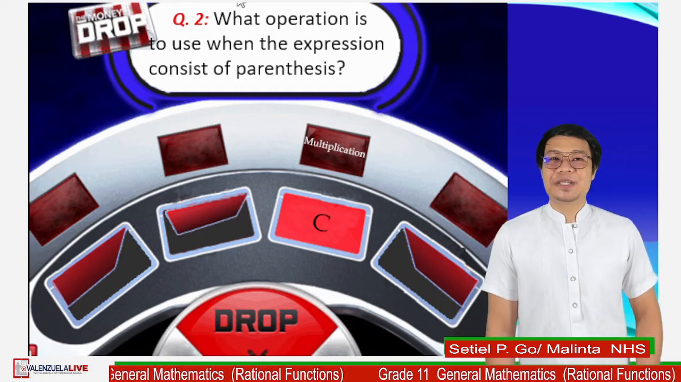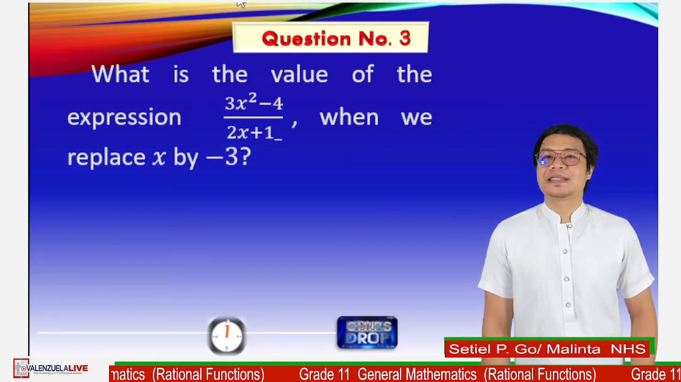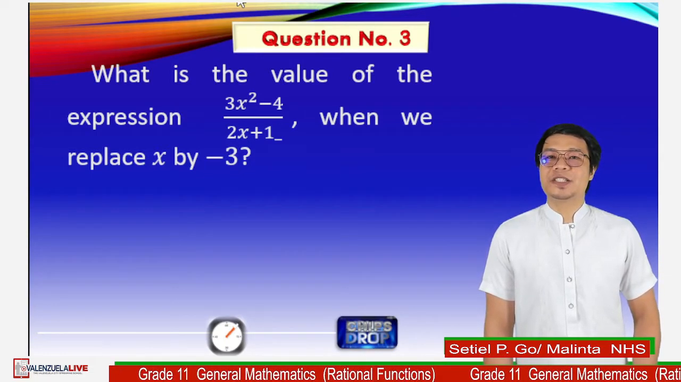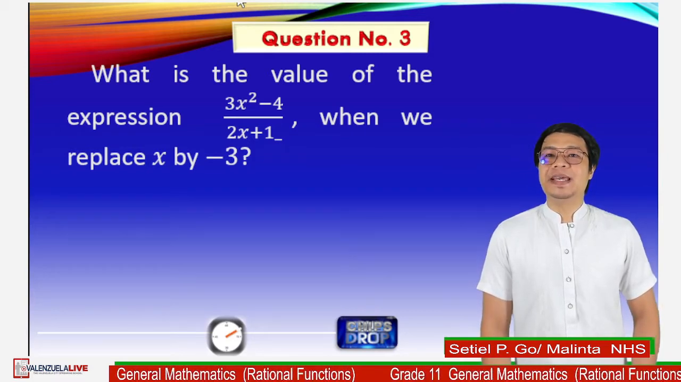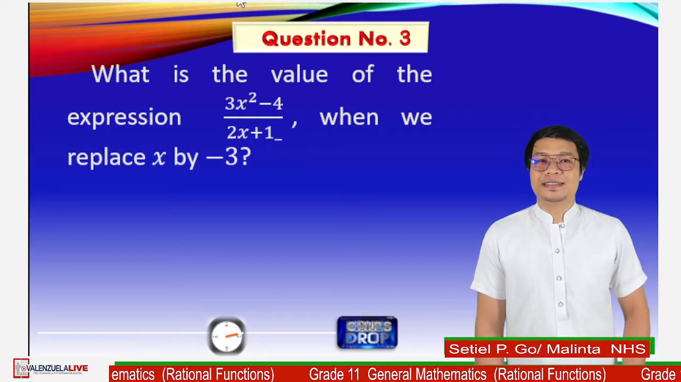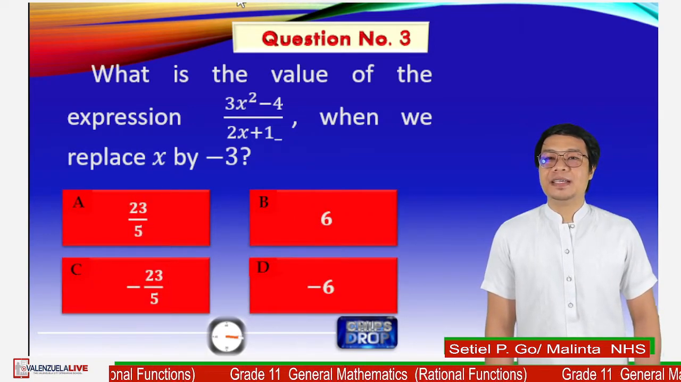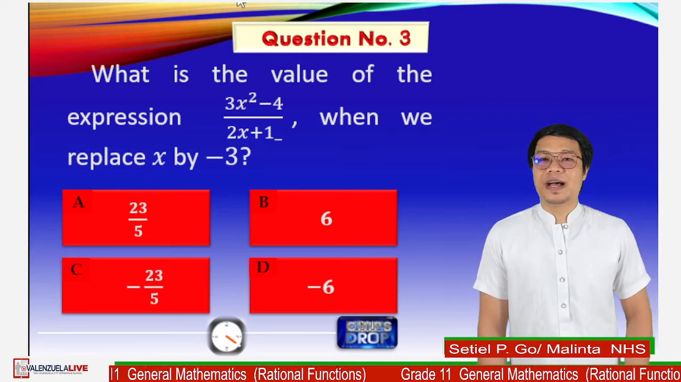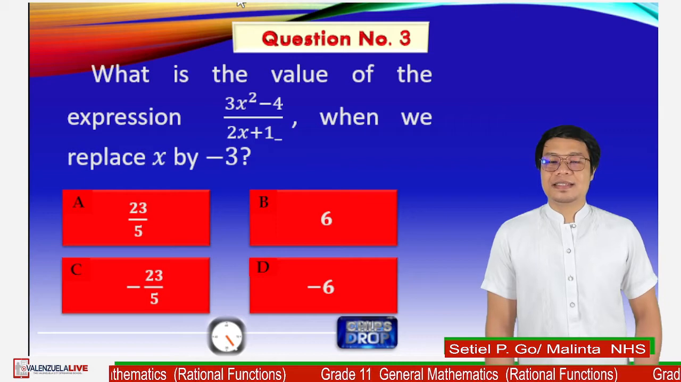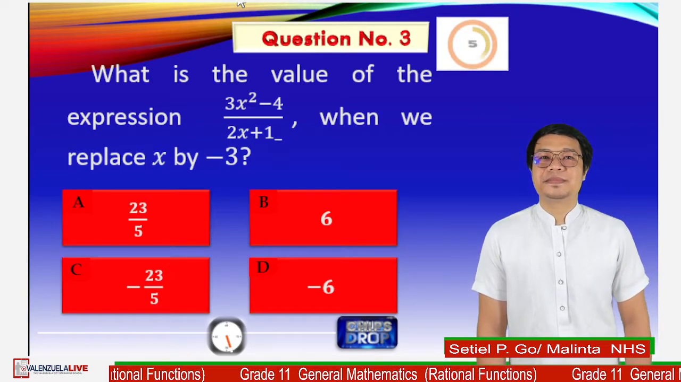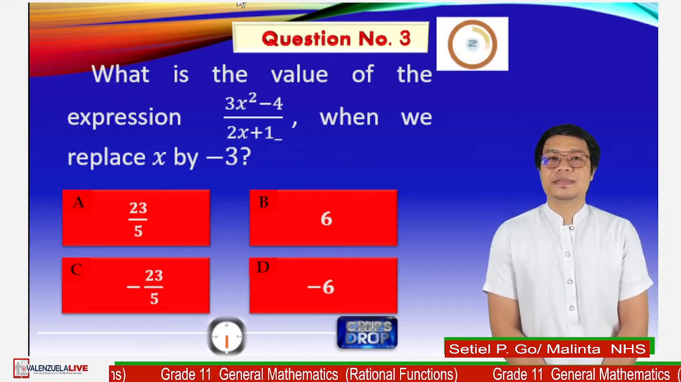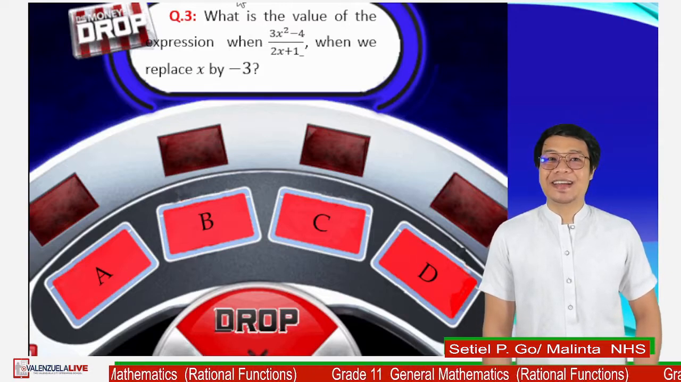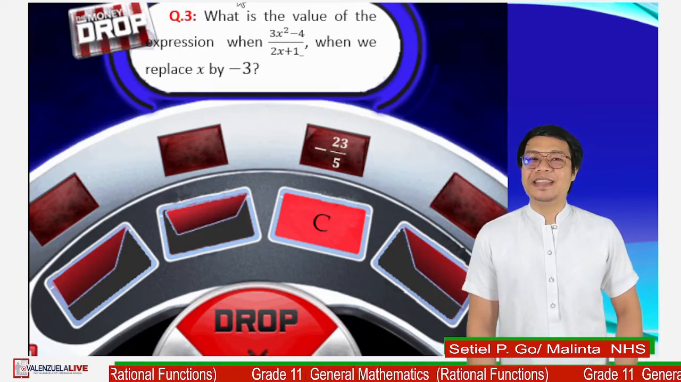Let's proceed to question number 3. What is the value of the expression 2x squared minus 4 all over 2x plus 1 when we replace x by negative 3? These are the choices. A, 23 over 5. B, 6. C, negative 23 over 5. Or letter D, negative 6. 5 seconds. Go! Time's up. Drop your answers. The correct answer is letter C, negative 23 over 5.